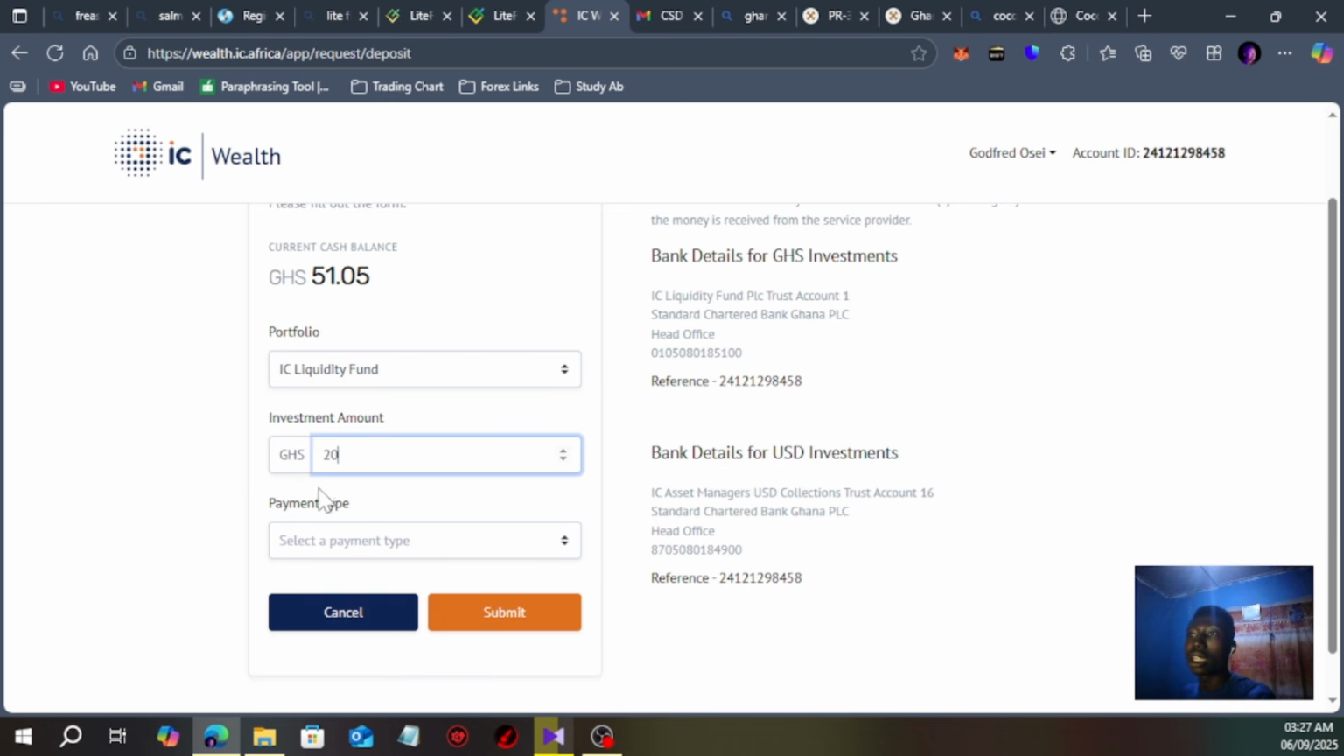You type 20 Ghana cedis, either on your mobile phone or on your laptop. It depends on how you're going to use it. And make sure you download the app. They have their website, and they also have the app on mobile phone. You can get the app on Google Play Store or App Store, or whatever store you have on your mobile phone.